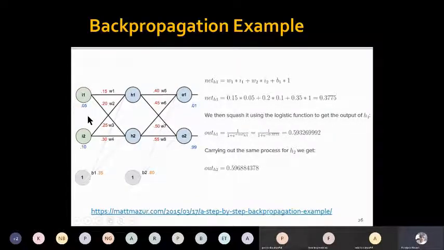These have the values 0.05 and 0.1, and my desired output is 0.01 and 0.99 for this specific set of input. So for this particular model, I want that when my I1 is 0.05 and I2 is 0.1, output 1 will be 0.01 and output 2 will be 0.99. So how are we proceeding in the backpropagation algorithm? The backpropagation algorithm works in 2 stages.